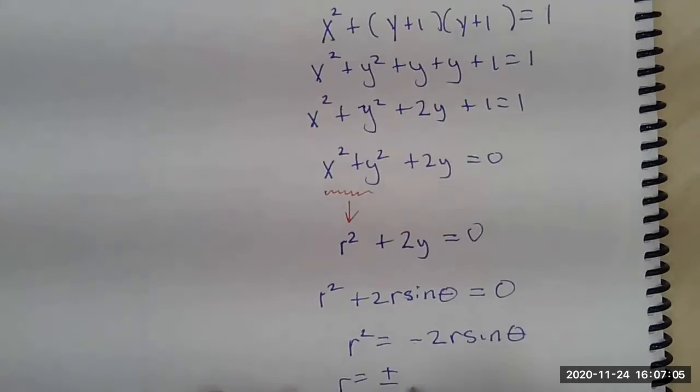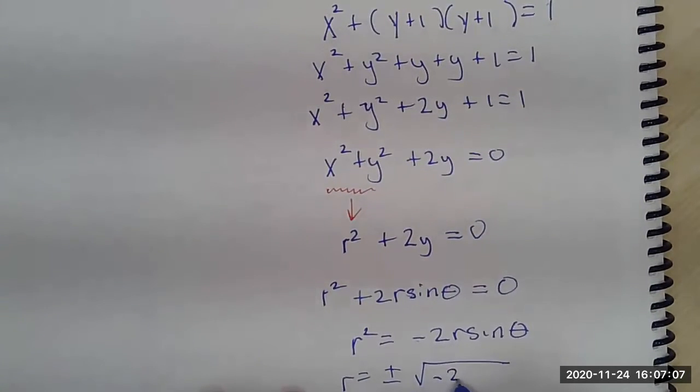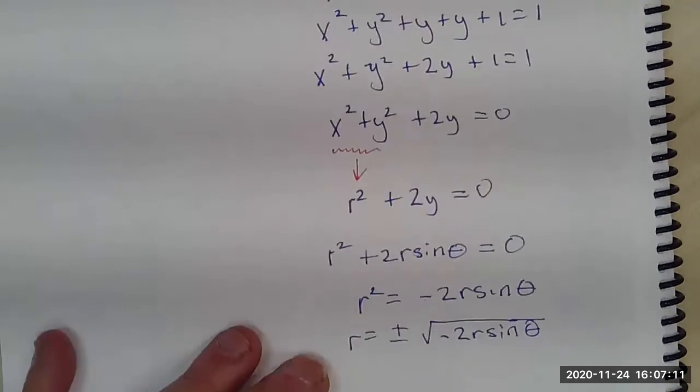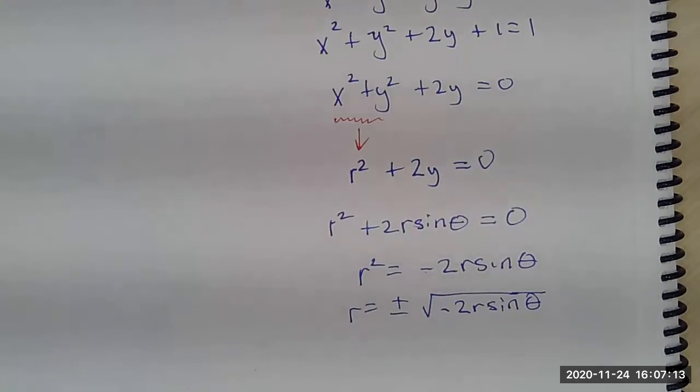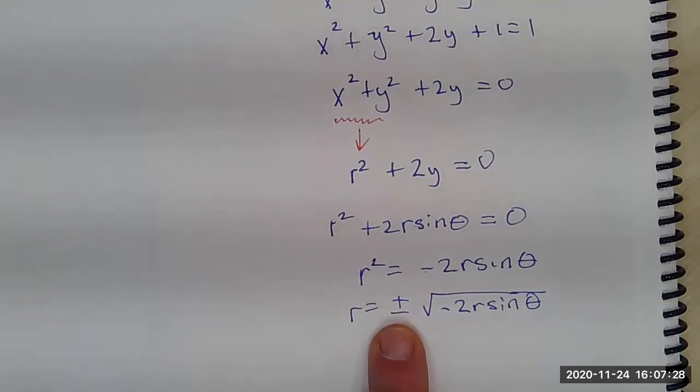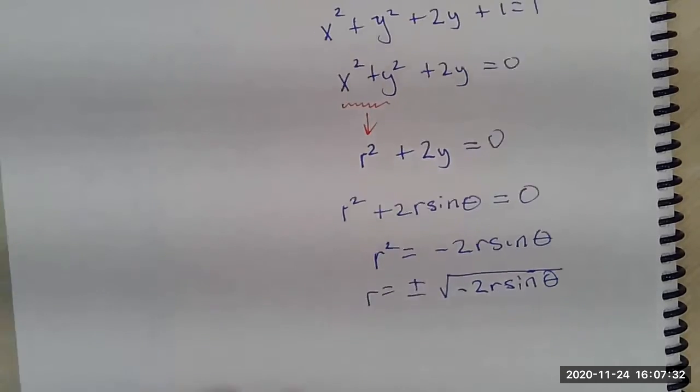Yep. Square root of negative 2 r sine theta. And I have two pieces that I have to put in my calculator. I have a positive piece and a negative piece, because remember, it's a circle. So it's probably going to plot the bottom half of the circle with the negative portion, and the upper half of the circle, and together that gives you a whole circle.